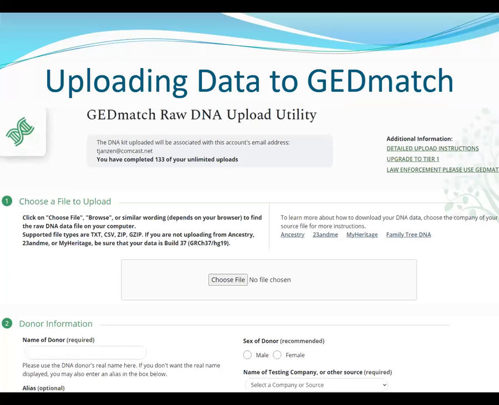So here's a screenshot of the website for uploading your DNA to GEDmatch. Here you have to choose a raw data file from your computer hard drive. Click on that choose file option there, and then put in the donor, which may be you initially, but it could be other relatives, and then information about that donor and the name of the testing company, etc.